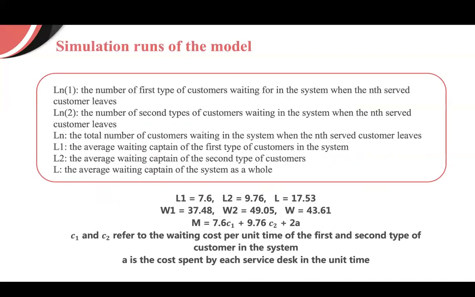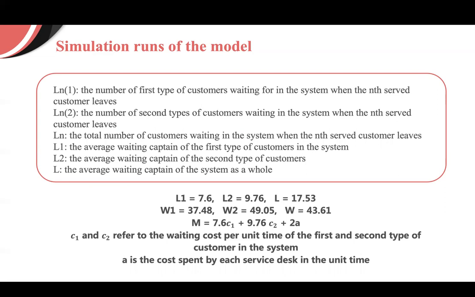And we let the number of the first and second type of customers waiting in the system when the unserved customer leaves be LN1 and LN2 respectively, and the total number of customers waiting in the system be LN. The average waiting queue length of the first and second type of customers in the system is L1 and L2 respectively, and the average waiting queue length of the system as a whole is L. And finally, we have these results. And we can see that W is between W1 and W2.